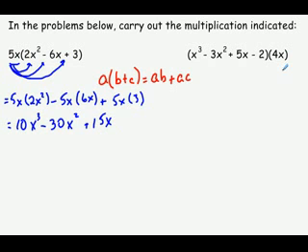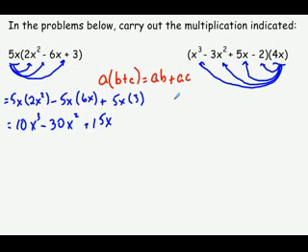In the second example, we have the quantity x cubed minus 3x squared plus 5x minus 2, all times 4x. In our distributive property, it doesn't matter which side our multiplier is on. In this case, 4x, even though it's on the right this time, is going to be multiplied by distributing 4x to each term inside of the parentheses individually, as we did in the last example.